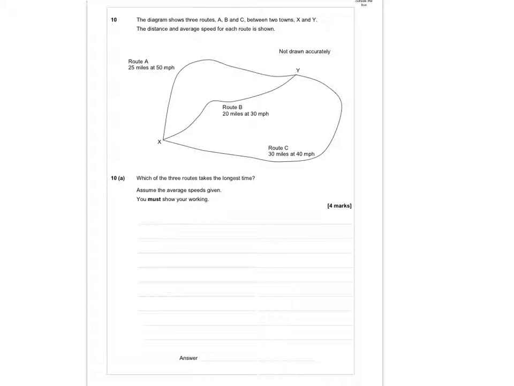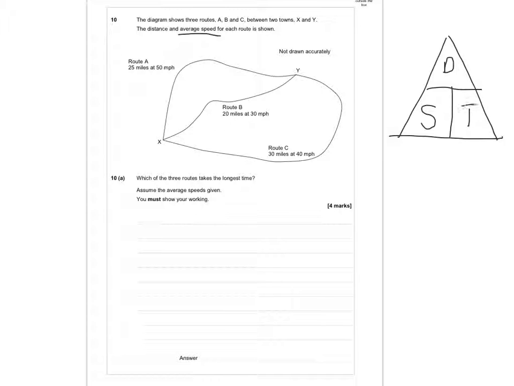Right, so question 10 is a question about average speed. I'm anticipating that I'm going to have to use the fact that speed is distance divided by time, so I'm going to leave that up there. Now we've got 3 routes. Which of the 3 routes takes the longest time? So I'm going to have to work out the time taken to travel these routes at these different average speeds.